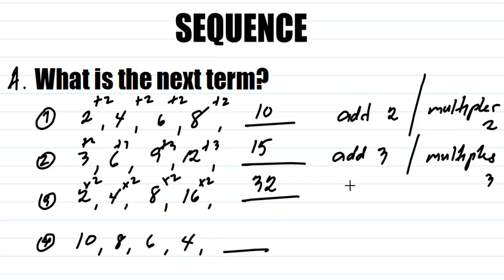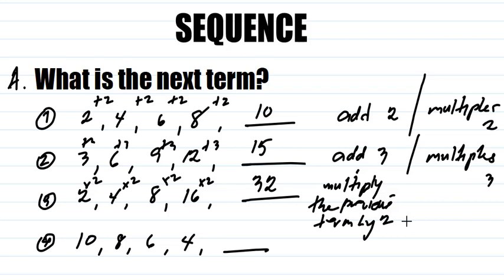So, yung ating rule dito ay you multiply the previous term by 2. Alright, so yun yung rule natin, diba? Next, last, number 4. 10, 8, 6, 4.